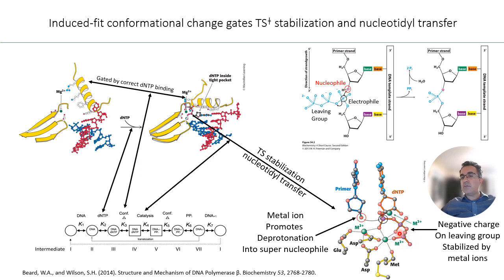The other thing the magnesium ions are going to do is to stabilize the negative charge that builds up in the transition state on the pyrophosphate leaving group, as well as on the alpha phosphate that is the electrophile in this reaction. So those positively charged magnesium ions, or sometimes other divalent metal ions, are going to essentially suck away some electron density from those groups. All of this is happening only when the correct nucleotide has come in and made proper Watson-Crick base pairing in the active site.